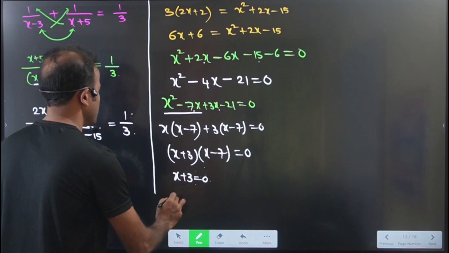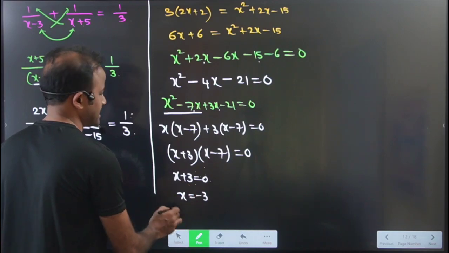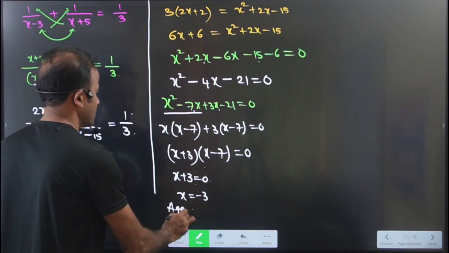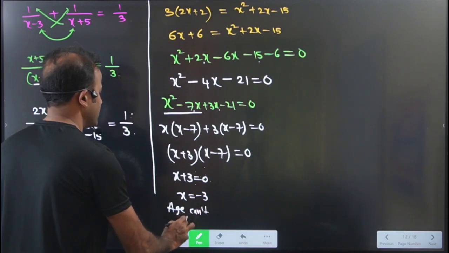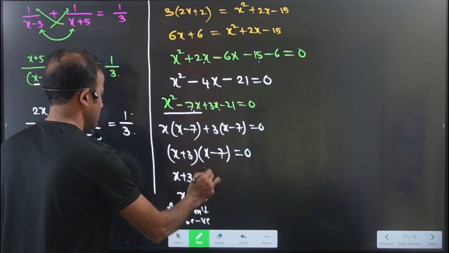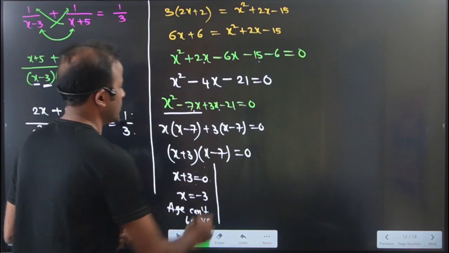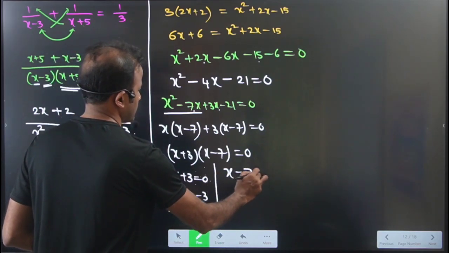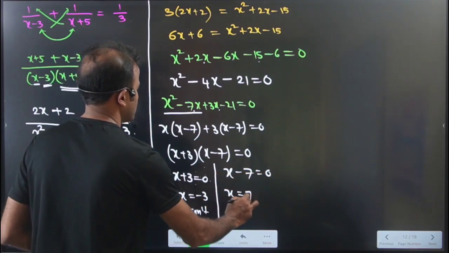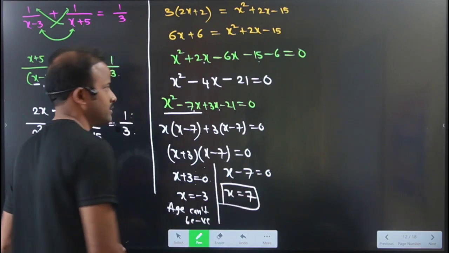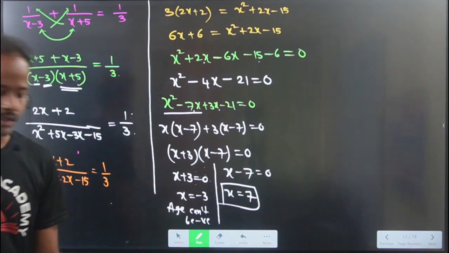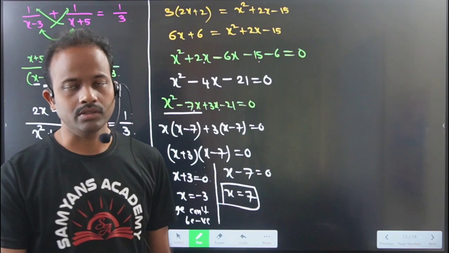x plus 3 equal to 0 means x equal to minus 3. Age cannot be negative, so we can neglect this value. Okay, x minus 7 equal to 0, x equal to 7. Then x value is how much here? 7. Then now you have to check is it correct or not.